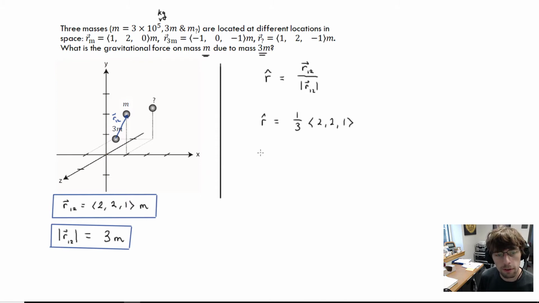And we go ahead and multiply that through. We get r hat equals 2/3, I'll express it like this, 2/3, 1/3. And of course, the unit vector, the units of a unit vector are nothing. You can see that up here. You have r, which is in meters, and you're dividing by meters. That means that the unit vector is unitless. Okay? So you have to be careful there. Now this unit vector, we've got it. It's the direction from the 3m mass to the 1m mass.